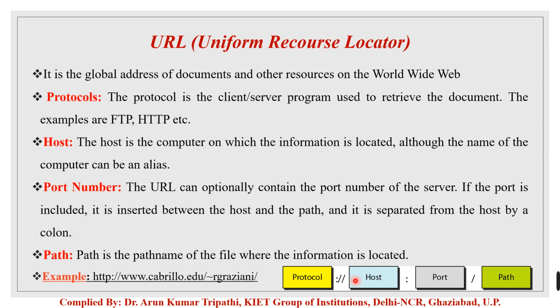In general, I cannot recognize this computer by Arun PC. So there should be an IP address. This is basically the unique IP address of that computer, or we can say it is the public IP address. We have already discussed private and public IP addresses.